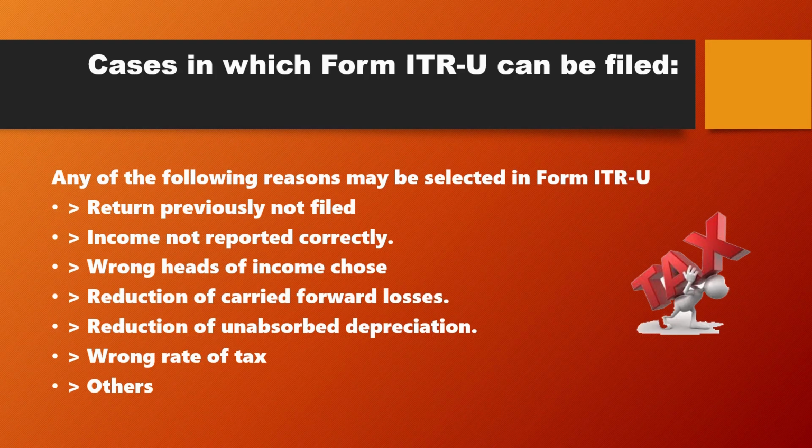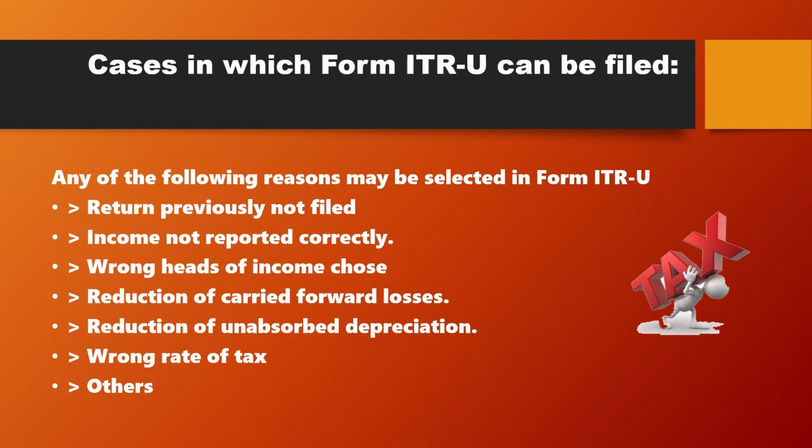4. Reduction of carried forward losses. A tax loss carry forward, or carry over, is a provision that allows a taxpayer to move a tax loss to future years to offset a profit. The tax loss carry forward can be claimed by an individual or a business to reduce any future tax payments. 5. Reduction of unabsorbed depreciation. Unabsorbed depreciation is the excess amount of unaccounted depreciation that cannot be adjusted in the current year due to lack of profits in the profit and loss account.